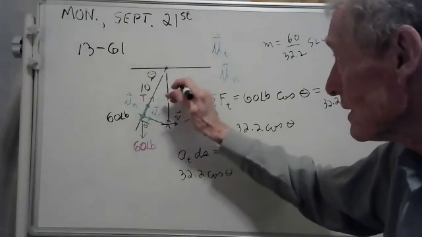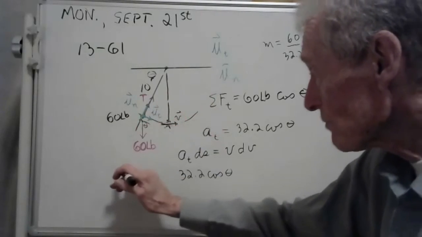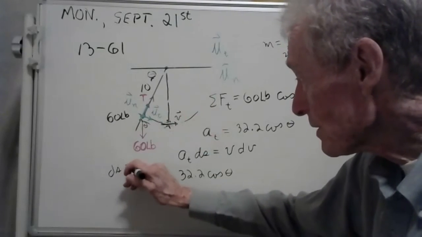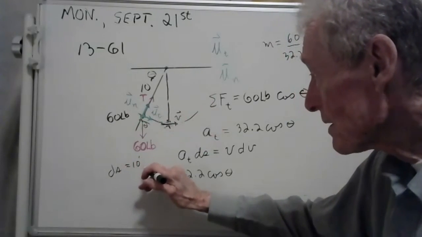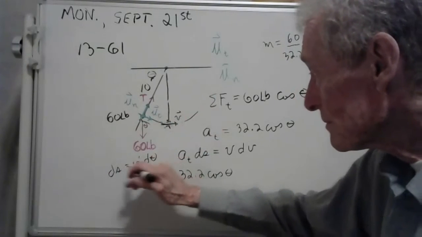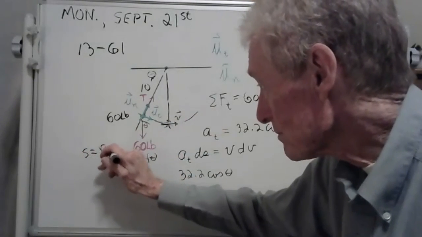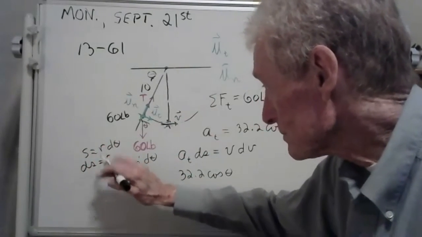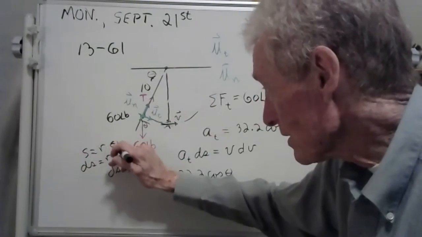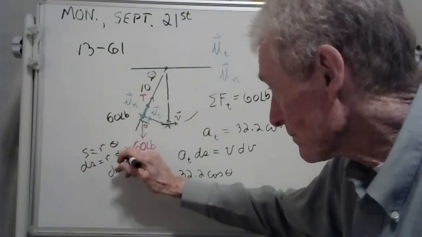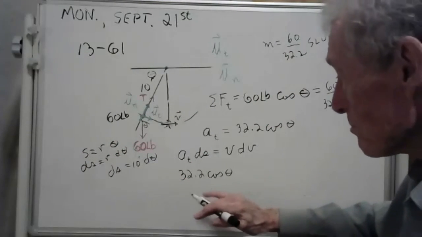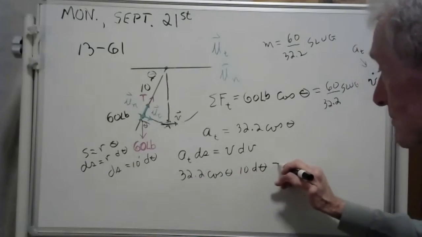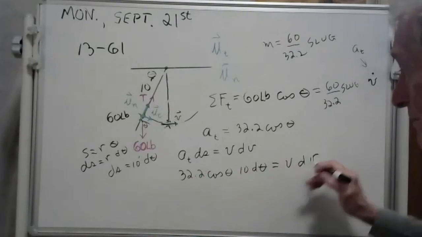ds can be written as, see, that's just the distance that you travel along. ds can be written as 10 feet times d theta. Remember s equals r theta? Well, ds is equal to r d theta. So you could write this ds as 10 d theta. And then you got v dv.